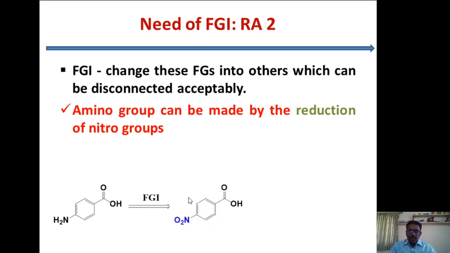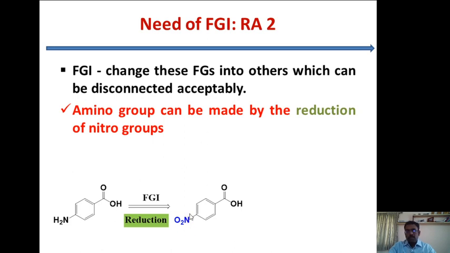So we are converting here the amine into nitro. That means in the forward reaction we can get the amine from the nitro group by simple reduction. Below the arrow mark we write reduction, because in the forward reaction it is based on the reduction reaction. So on the top we write functional group interconversion, and that interconversion is based on the reduction reaction, which you write at the bottom of the arrow. So now we have converted the amine into the nitro group for our convenience.